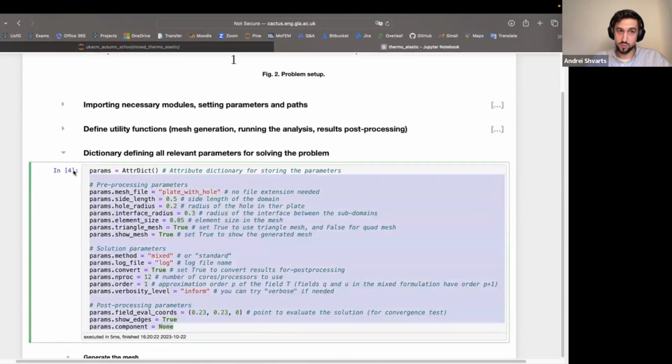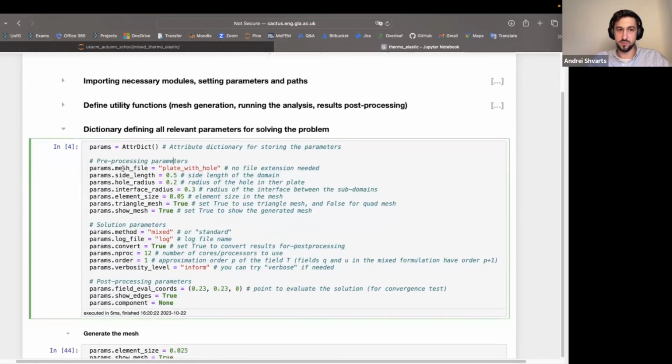This is an important cell where we define a dictionary with all the relevant parameters for pre-processing, for the solution, and for post-processing. Some of these parameters don't really need to be changed, like the side length of the plate and the hole radius. This is going to just define the mesh dimensions, and that's not something that we ask you to do for this particular problem, the same as interface radius.